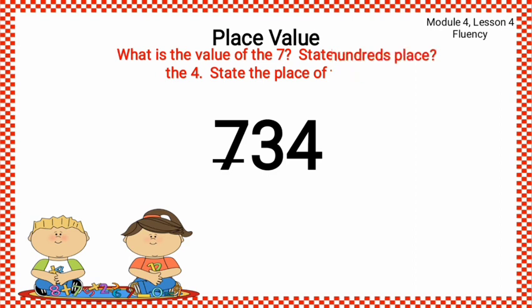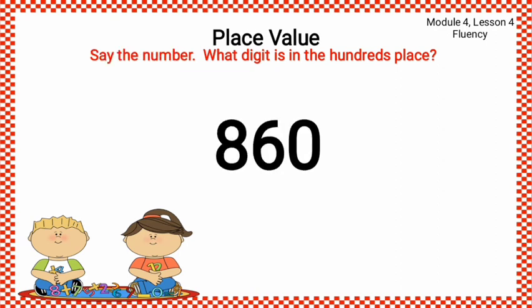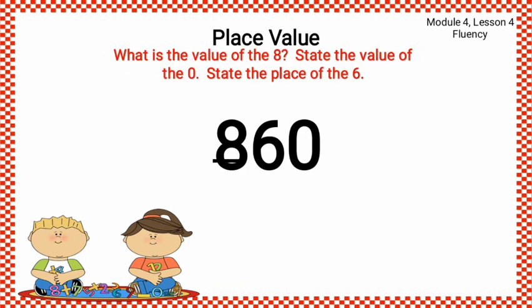Alright, now, what digit, again, is in the hundreds place? I have 860 on your screen. What digit is in the hundreds place? Exactly, 8. 8 is in the hundreds place. The value of 0 here is 0. And the place of 6 is tens. 6 tens. 800, 6 tens.